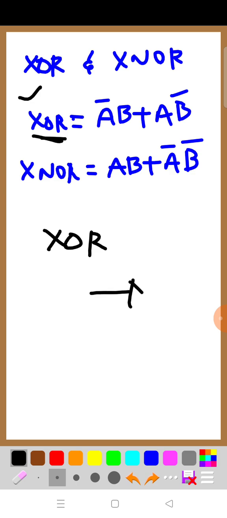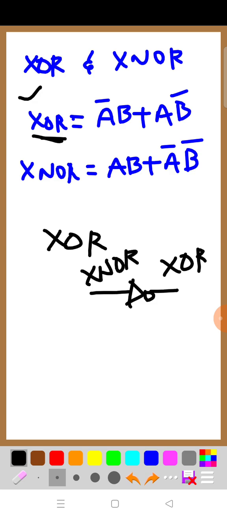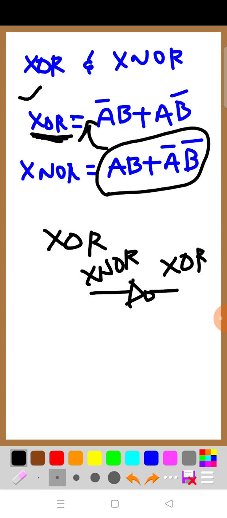Therefore, I have to use what? Inverter. If after the inverter you are telling it is an XOR gate, then before the inverter what is that? XNOR gate. I hope you are clear. This is the logic. You can observe it very clearly, and if you want to design an XOR gate, use the Boolean expression of XNOR, then it becomes XOR.